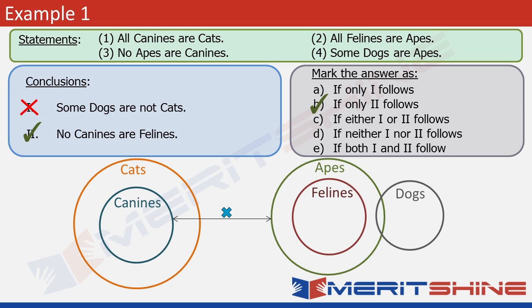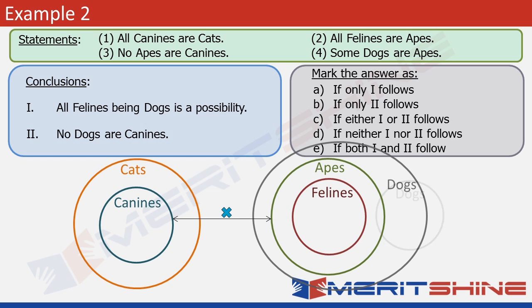Now what we'll do is that we'll keep this same set of data for the next few questions and just keep changing the conclusions. Let's look at this next one. So the data remains the same. Conclusion 1. All felines being dogs is a possibility. So it can be visualized very easily. Look at this. All felines can be dogs. In fact, all apes can be dogs. So it's very simple. It's true, it follows.